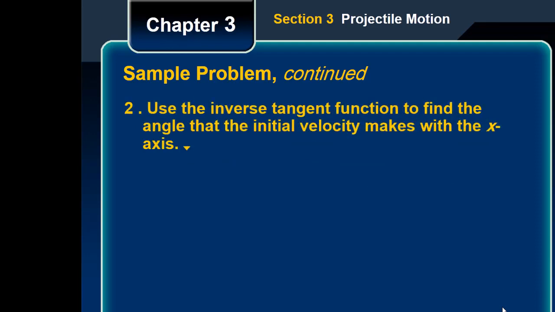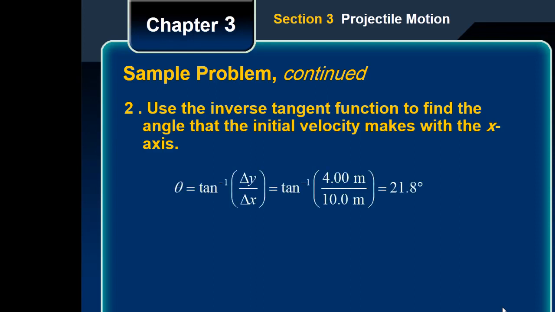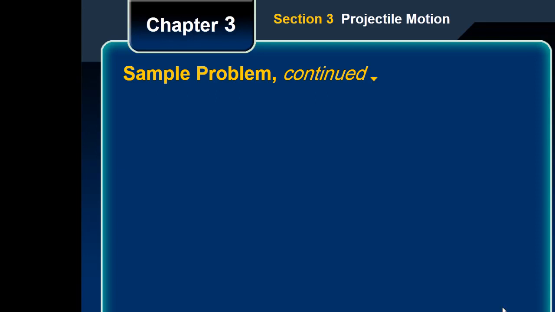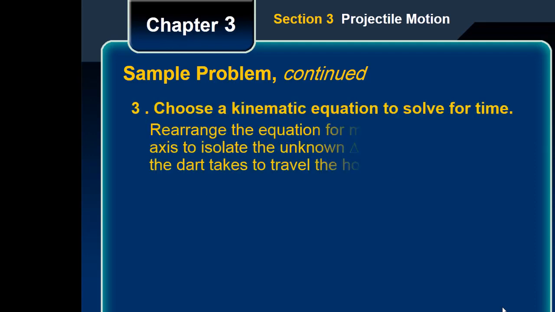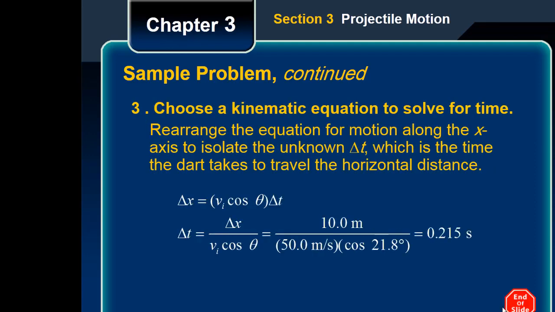Now you want to solve the problem, so you use the inverse tangent function to get the angle. Remember that theta equals tan minus 1 of delta y over delta x. In this situation, delta y is 4 meters and delta x is 10 meters. You get the angle, which is 21.8 degrees.